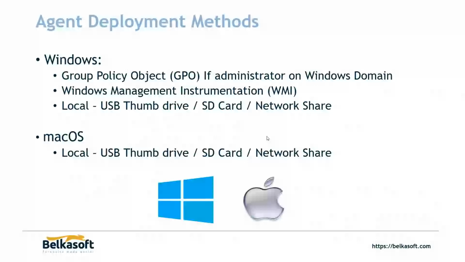Next is Windows Management Instrumentation. That's just going to require an administrator username and password in order to log into that machine and drop the agent on that box. And then finally, for Windows, we have what's called a local deployment option, which is putting it on a USB, an SD card, or a network share and shipping it to the location that you're trying to acquire from, really any way that you can transfer it other than the two options I just talked about.